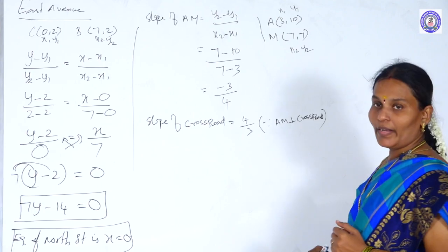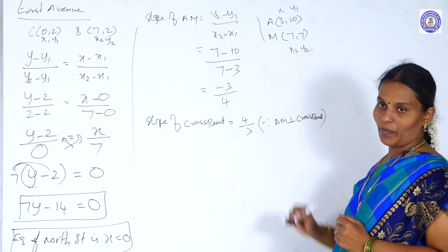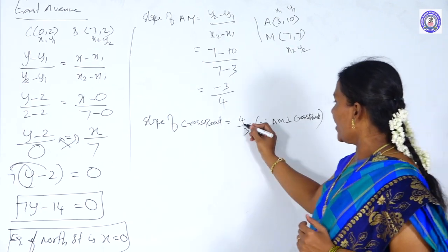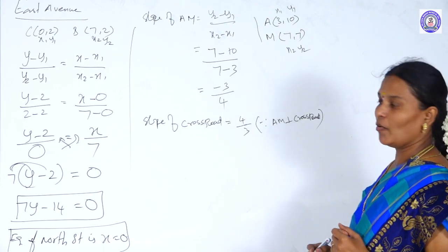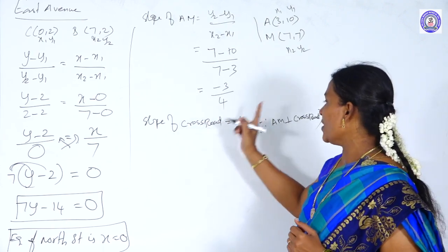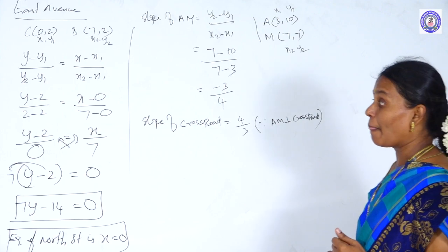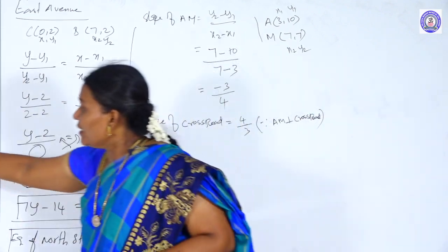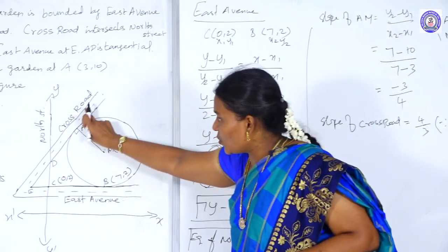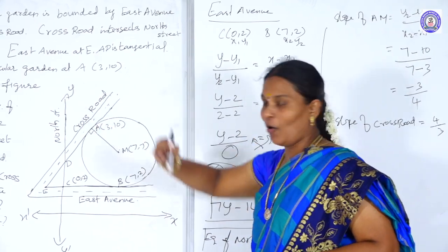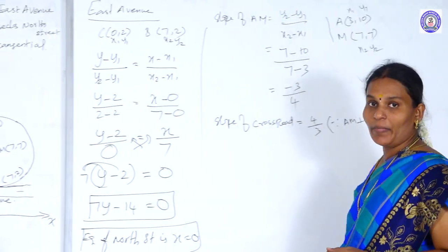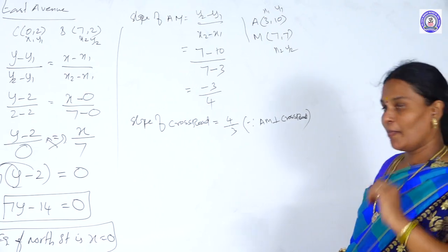Okay. So this is a negative reciprocal. You have to take the negative reciprocal of this slope. So now the slope of the crossroad is 4 by 3. Now you know the slope of the crossroad and one point. So now you apply the slope and one point form.